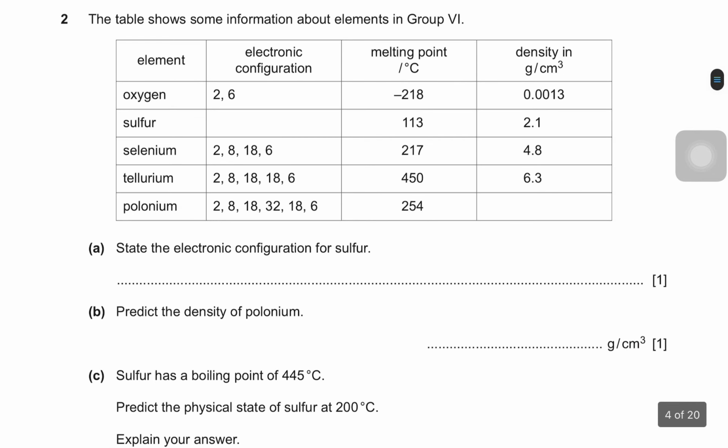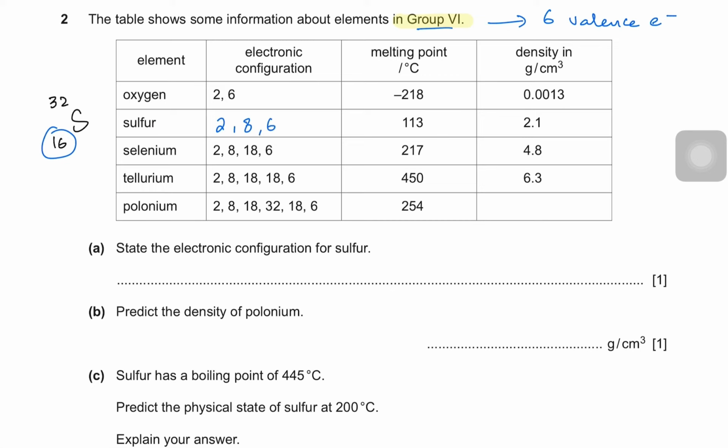Moving on. The table shows some information about elements in group 6. When I see group 6, I already know they are referring to 6 valence electrons. State the electronic configuration of sulfur. From the periodic table you can see that sulfur has an atomic number of 16 and atomic mass of 32. So the configuration of sulfur becomes 2, 8, and then obviously 6. So we will write 2, 8, 6. Total 16 electrons.